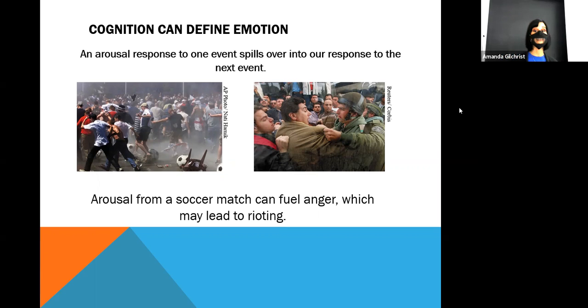Spillover is a thing, and it's all about your cognition. Your cognition defines your emotion.